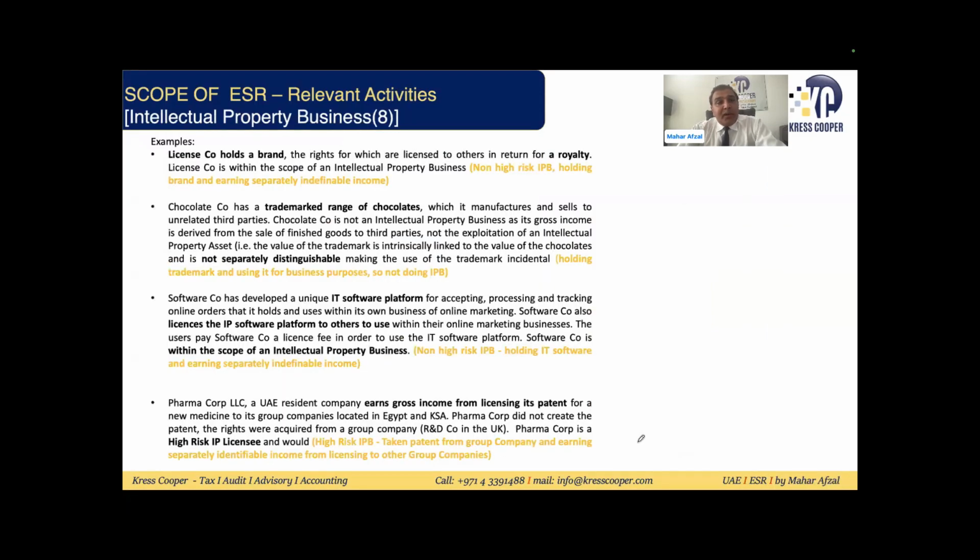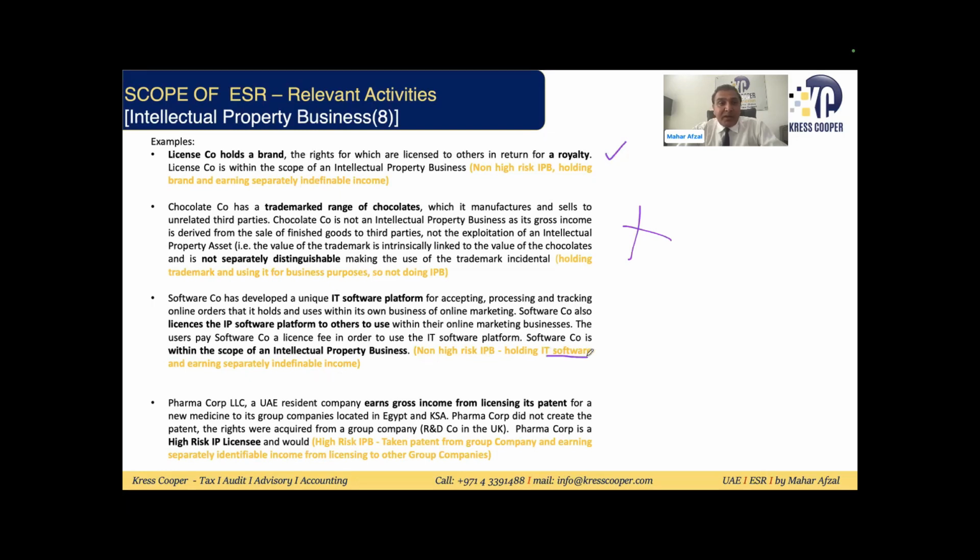Non-high risk IPB holding brand and earning separately identifiable income. Holding brands: a company holds a brand, a right for which it licenses to other companies within the scope of intellectual property business. Yes, they basically have given the right to a group company or to a connected person. In the second, holding trademark, from the trademark you cannot identify the separately identifiable income, so it will not be subject to ESR.